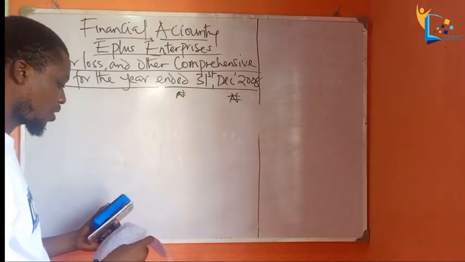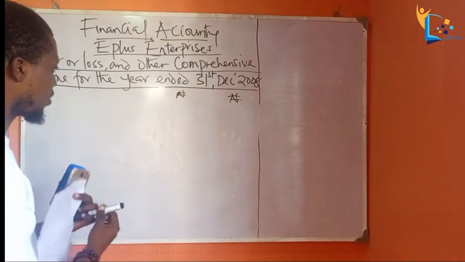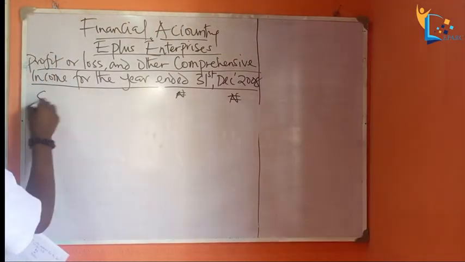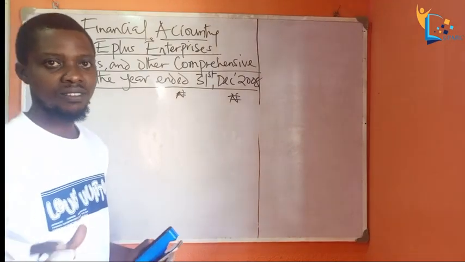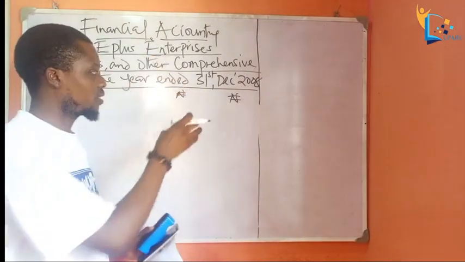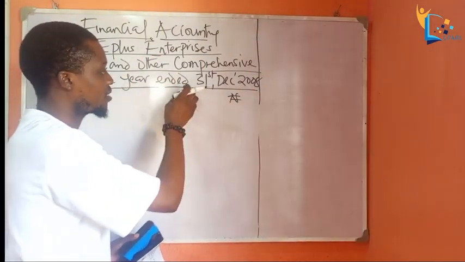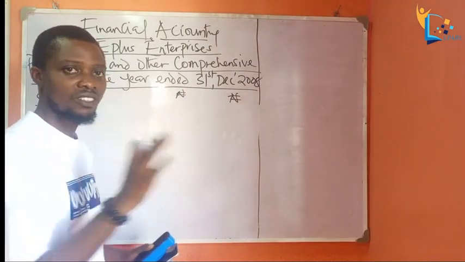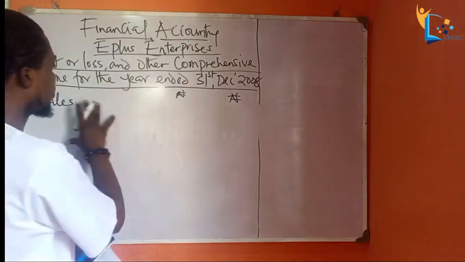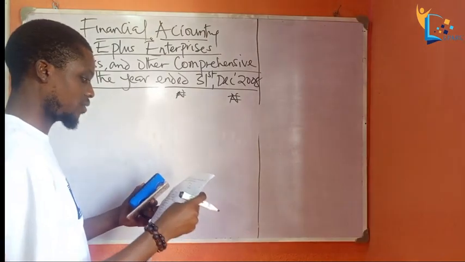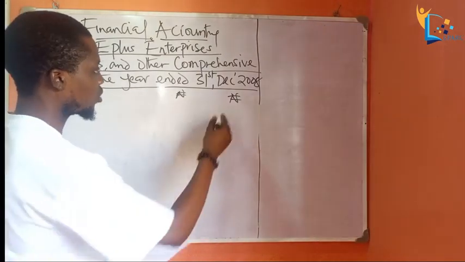So let's start. The first item we have here is sales. Now in your T format, this is the credit side, this is the debit side, but we are not using the T format. We are using the vertical format. Now, we have sales here, how much? 517,900.